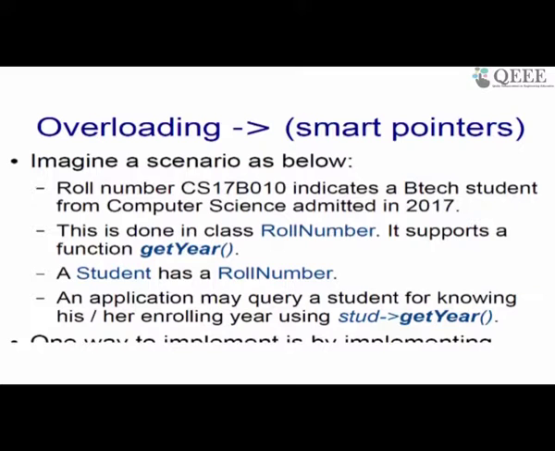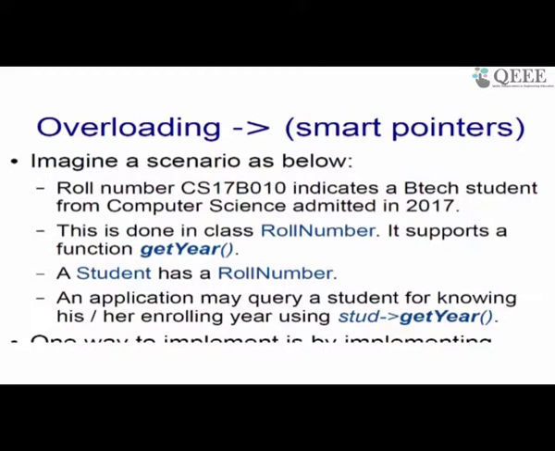So a student has a roll number. A student is a big class in which there is a small class object, the roll number, and since CS17B010 is a roll number, we need to get getYear defined on that. So the 17 in CS17 is essentially defining the year 2017. So what we want is the year that a student was enrolled in.